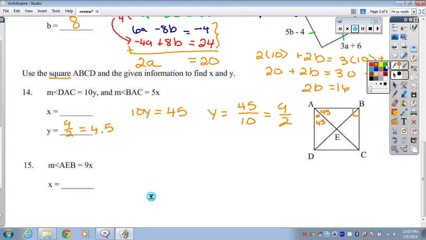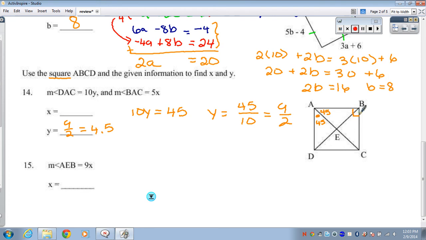To find x, we have angle BAC, which is again 45 degrees, but it also equals 5x. So 5x equals 45, x equals 9. Number 15, angle AEB. The diagonals of a square are perpendicular and congruent because they have both the characteristics of a rhombus and a rectangle. So angle AEB, so 9x equals 90, x equals 10.